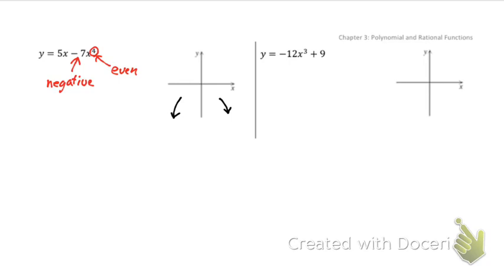Our final one is negative 12x cubed plus 9. Well, that's odd. And that negative 12 is negative. Once again, if you're on the test, you know they both go different directions. At the very least, you should be able to have a 50-50 shot at it.